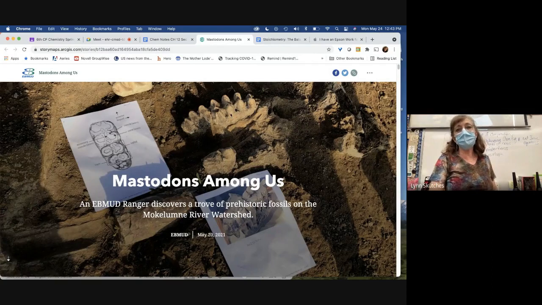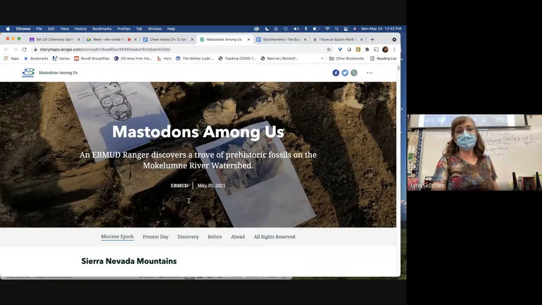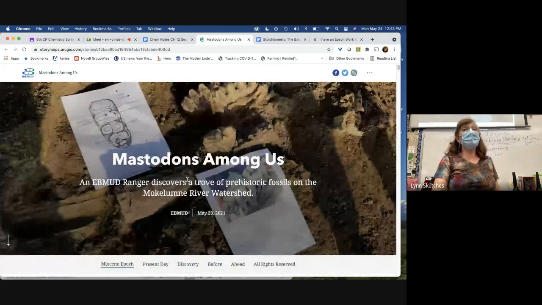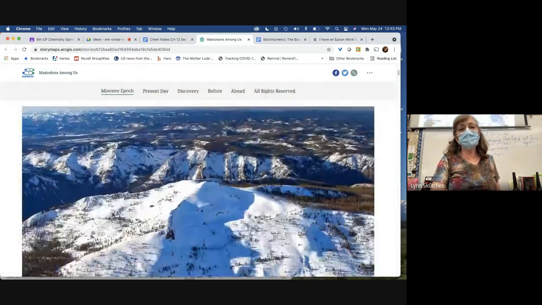So that's a mastodon tooth. And they have these little spiky nubs on them. That's a distinguishing characteristic. Anyway, like a big elephant thing with tusks. Yeah, really cool. Over in Calaveras County.